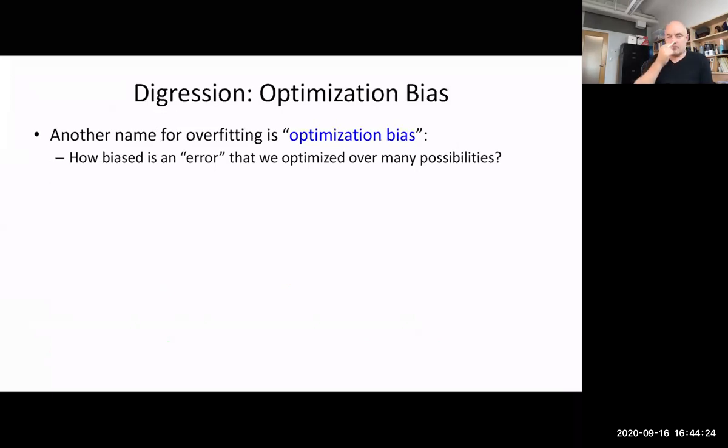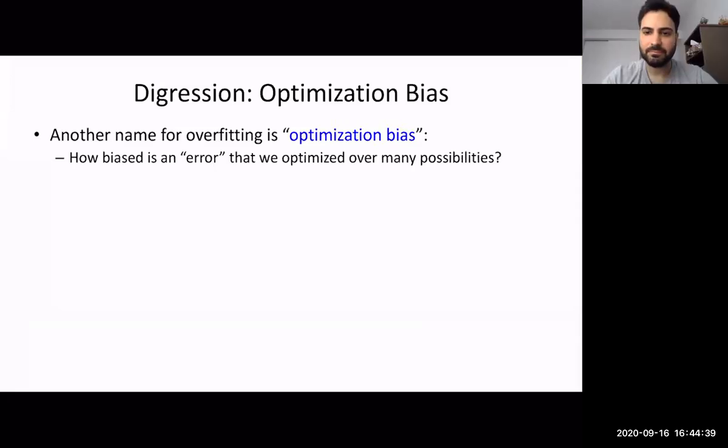There's a little bit of a digression before we finish up. So another name for this overfitting is optimization bias. I'm not missing questions, am I, Damon?